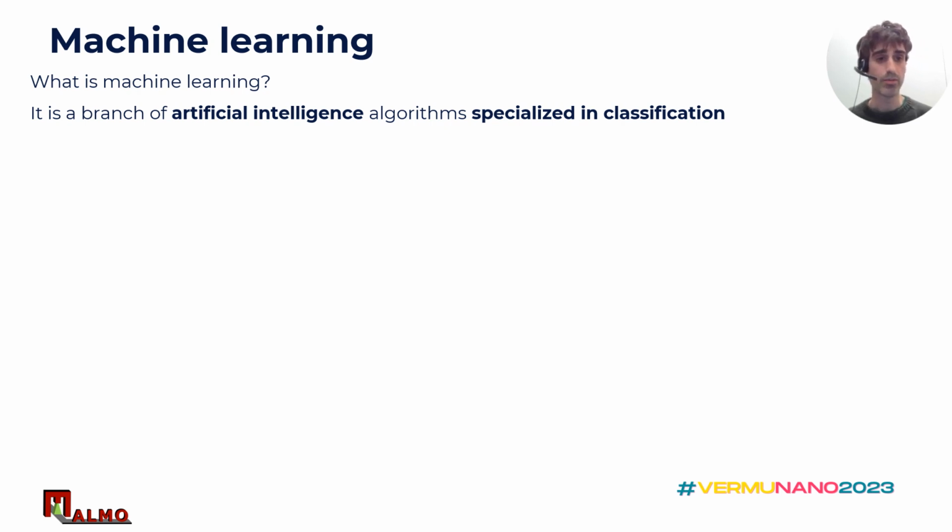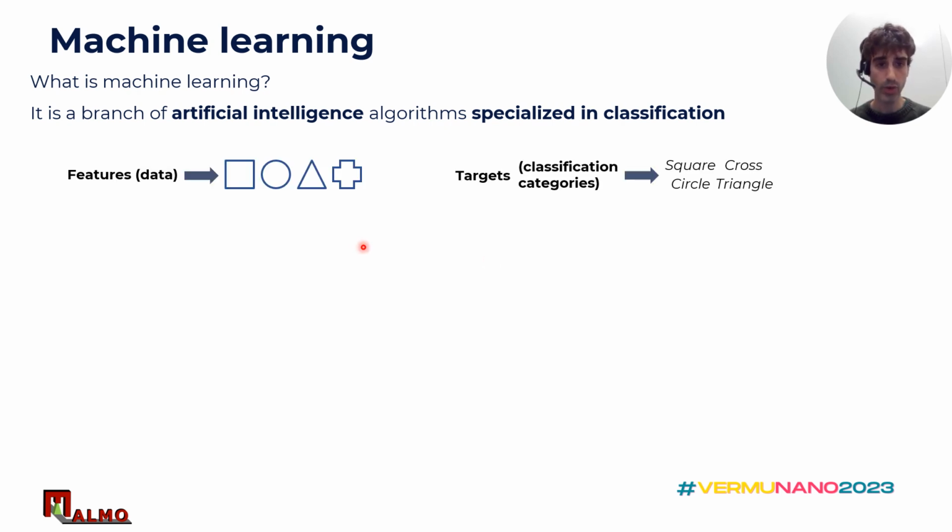What is machine learning? Well, machine learning is a branch of artificial intelligence algorithms that are specialized in classification. So we have what we call features and targets. Features are basically the data. Here it could be, for example, some shapes. And targets are the classification categories. Here it would be: it is a square, a cross, a circle, or a triangle.